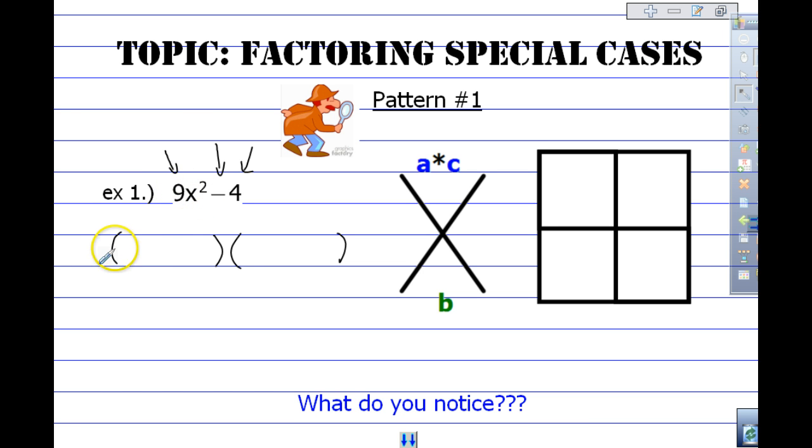So 9 is a perfect square, so we're going to have 3x and 3x. 4 is a perfect square, so we'll have 2 times 2. And then what are the signs here? Positive and negative. Can you do a negative and positive? Yeah, that's fine too. Just by a general rule, I always put the positive first. Later on, what's going to happen is that you might do this several times. It's a little bit easier if you write the positive first and the minus second, but it's not wrong.